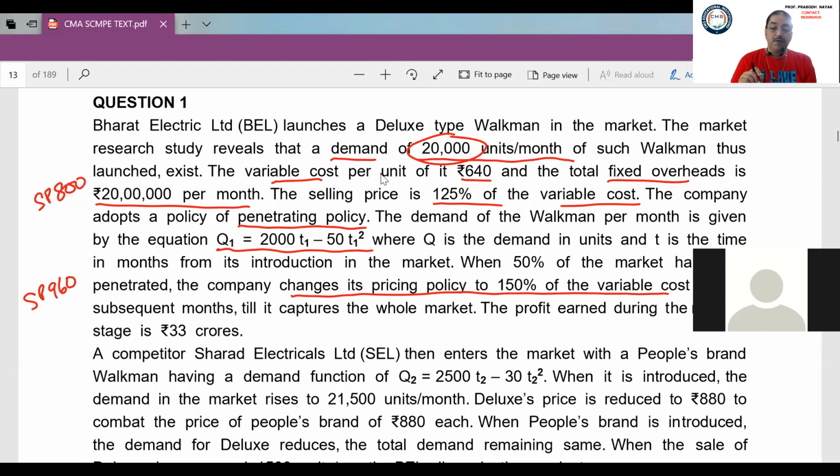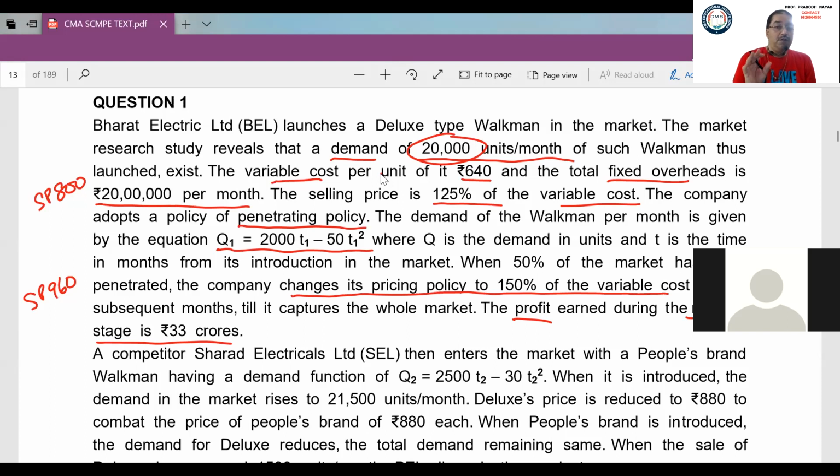Correct? The profit earned during the maturity stage, profit is 33 crores given to us. Profit during the maturity stage, 33 crores is given to us. It is a very, very interesting case. Very interesting problem. Full of calculations.